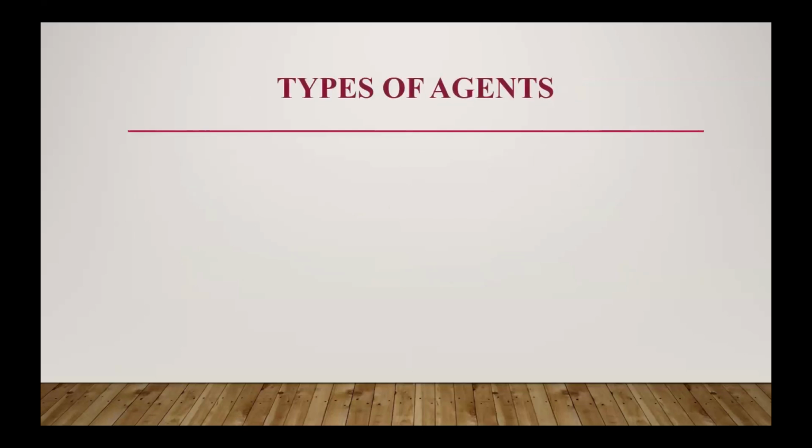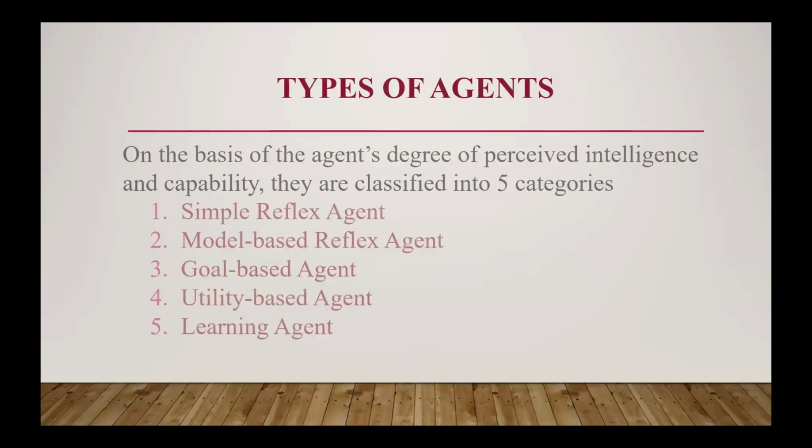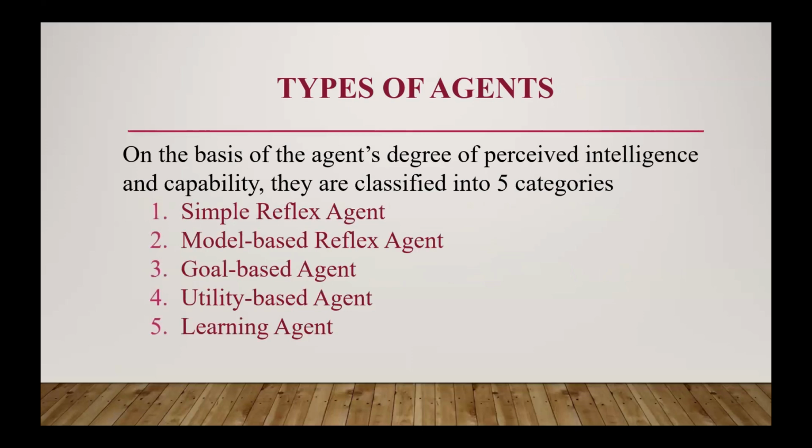Next, we have to know what the different types of artificial agents available are. On the basis of the agents' degree of perceived intelligence and capability, they are classified into five categories. The first one is the simple reflex agent. The second one is the model-based reflex agent. The third one is the goal-based agent. Then the utility-based agent. The last one is the learning agent. In this video, we are going to cover the simple reflex agent in detail.